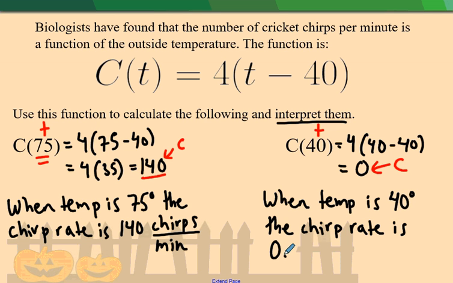So you can see as the temperature increases, the chirp rate also increases. As the temperature decreases, the chirp rate decreases, and then this model starts to break down once we hit 40. If it's below 40, it no longer follows an equation. But once it's 40 or above, it follows a pretty linear situation.